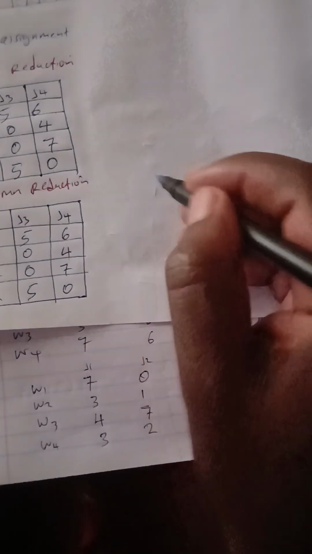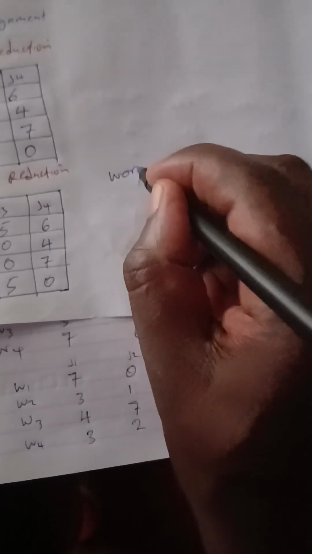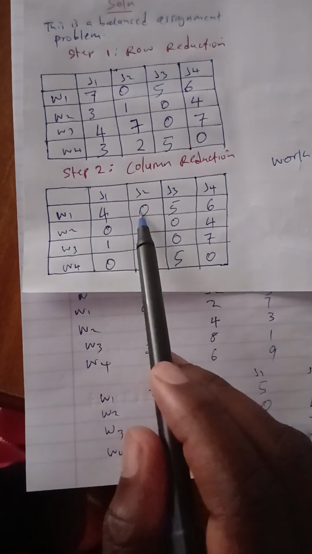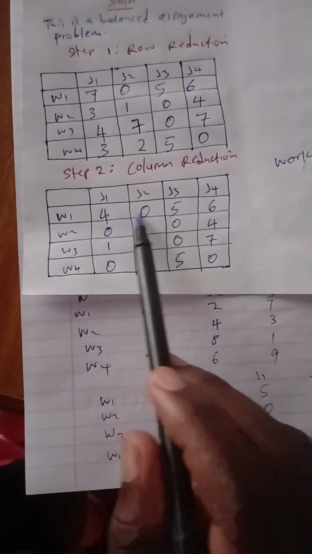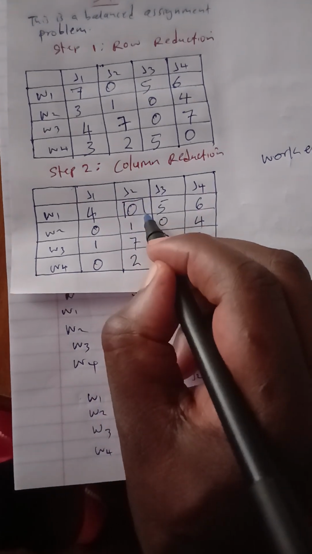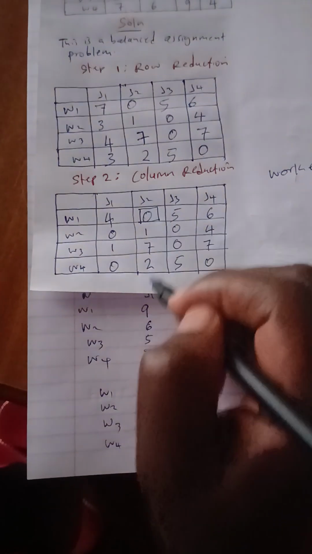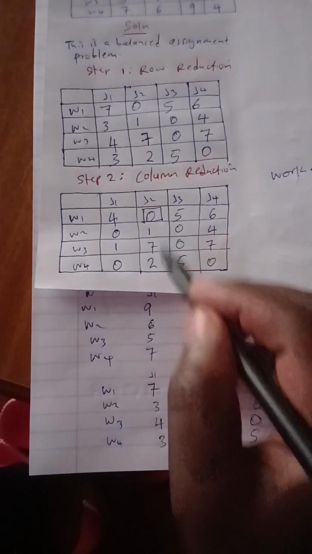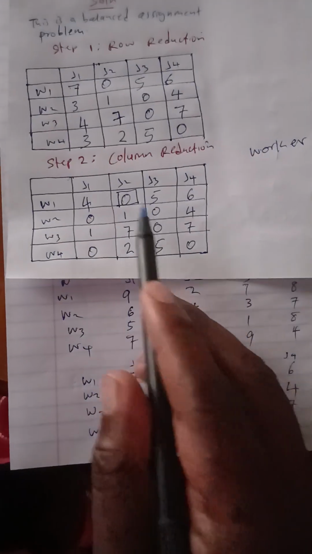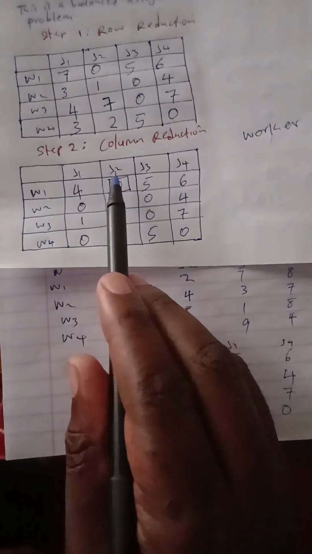So next step, let us allocate worker, job, and the total. Let us start with row 1. Here we have only 1 zero, so we allocate and check whether there is a corresponding 0 in that column. Here we don't have any 0 in this column, so we have allocated worker 1 to job 2.